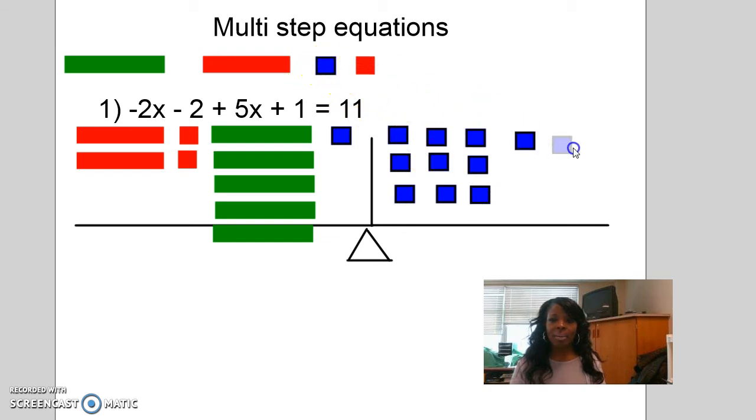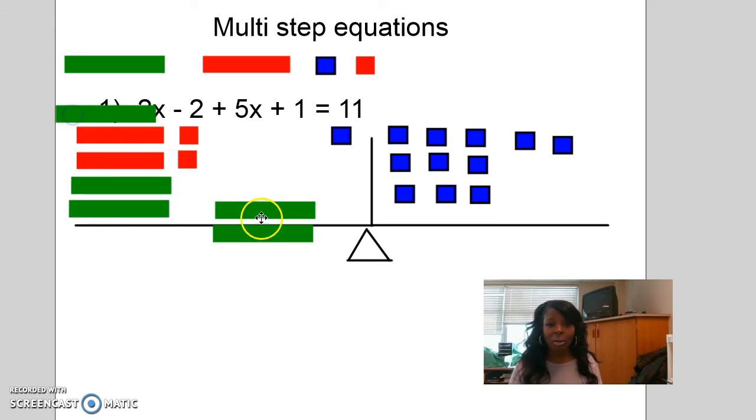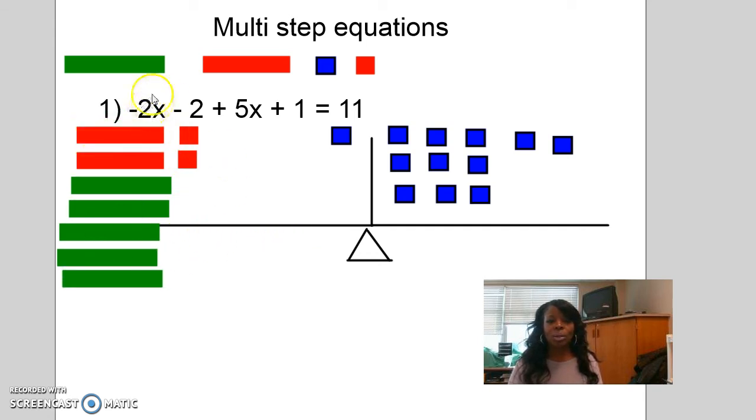So what is the natural inclination that you have when you see rectangles and you see squares? For me, I would put all my rectangles together. Makes sense to me. What's that called? That's called combining like terms. So that means that we're going to circle our negative 2x, and let's circle our positive 5x.